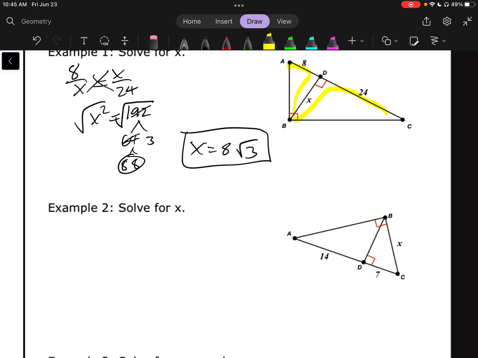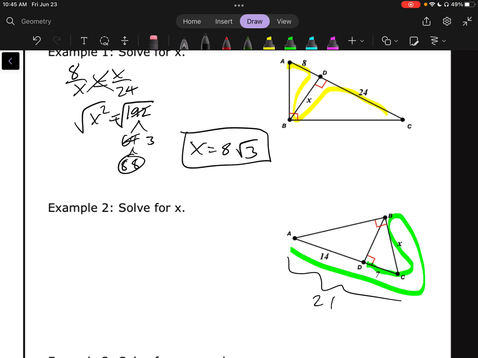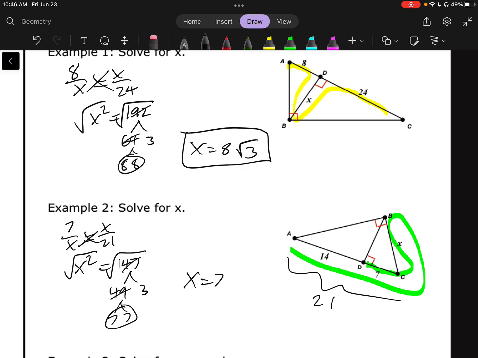For our next one, we got a leg. I'm going to go 7 over x equals x over the whole thing, which is 21. So cross multiply, we get x squared is equal to 21 times 7, which is 147. Square root that. Pretty sure we can get a 49 out of that. Yep, 49 and 3. 49 gives me those nice pairs of 7s. So I'm going to say 7 square root 3.